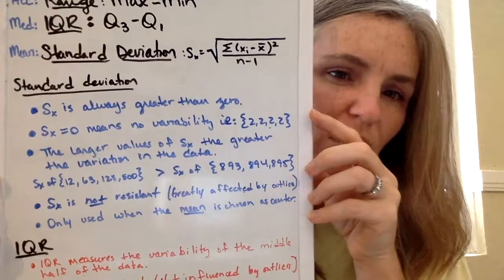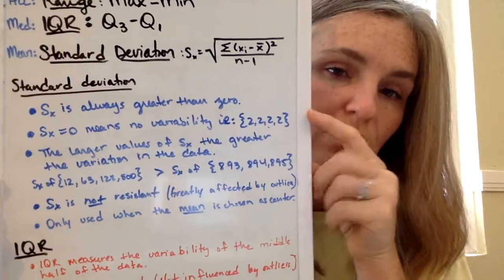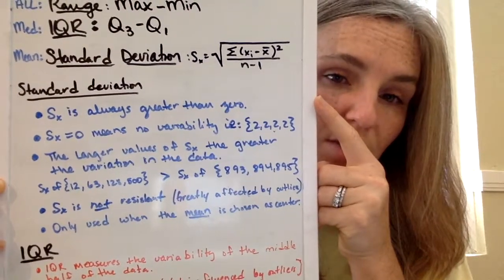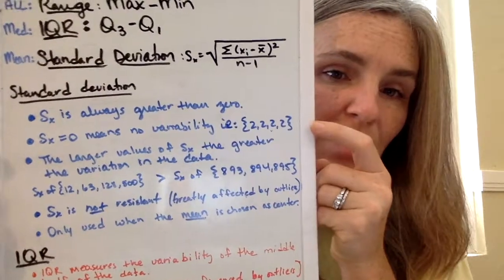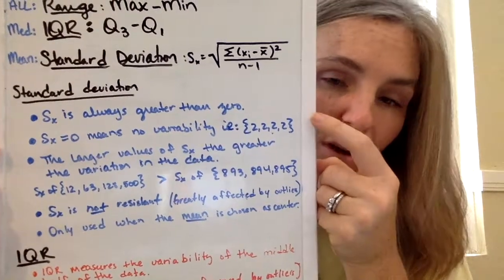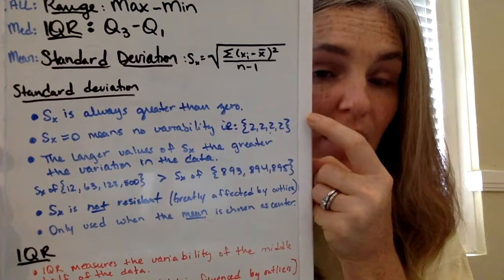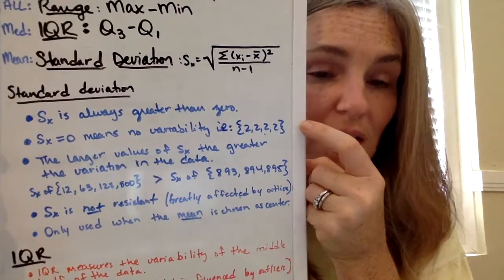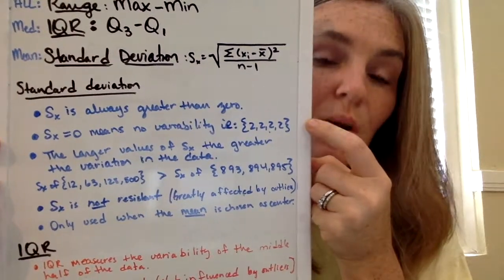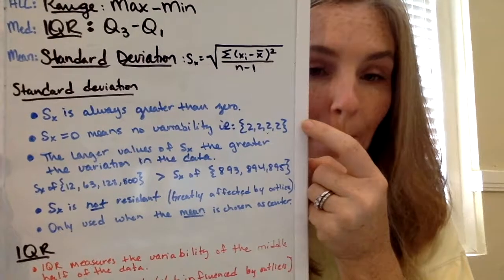It says it's always greater than 0, but actually it can be 0, right? So it's always positive or 0. When it is 0, that means there's absolutely no variability in the data, like every number in the data set is exactly the same. Your standard deviation is 0 because there's no deviation from the mean.